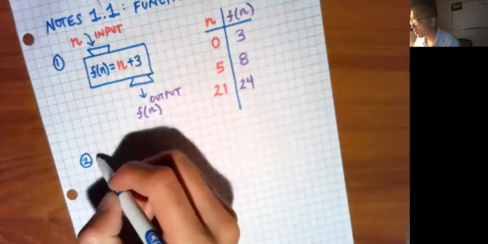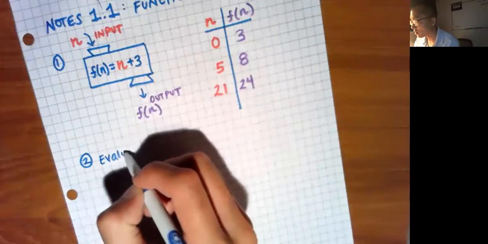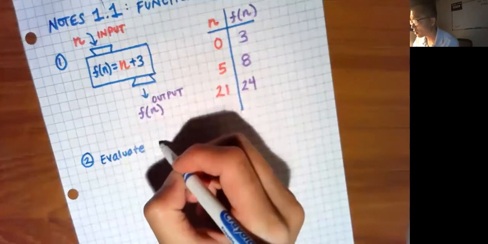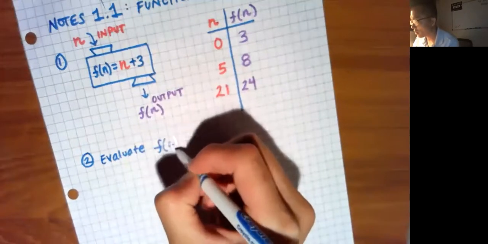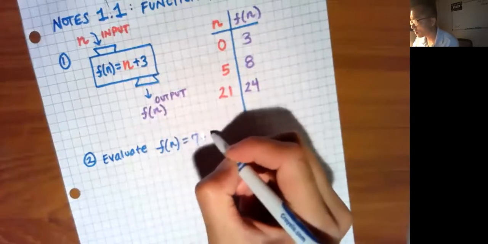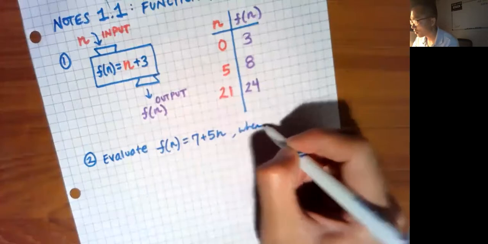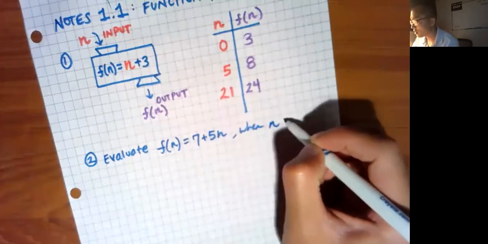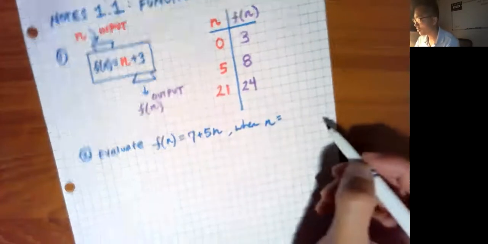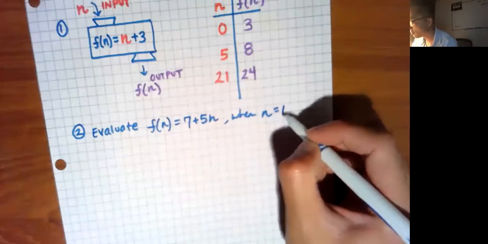So let's say I'm being asked to evaluate the function f of n is equal to 7 plus 5n when n is equal to 10.